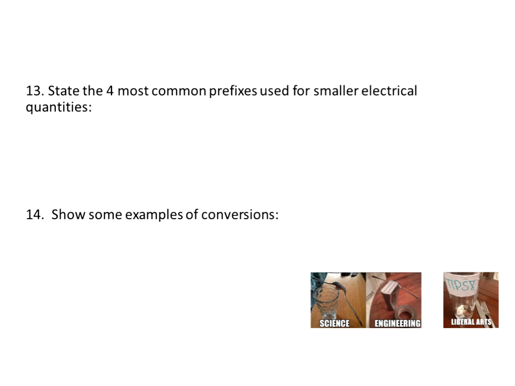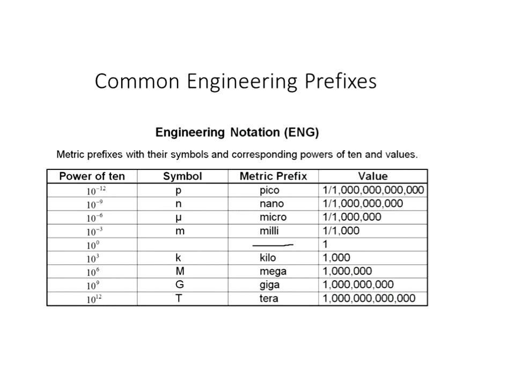All right. What are the 4 most common prefixes used for smaller quantities? Well, let's take a look. The smaller ones will be milli, micro, nano, and pico. Quite often we forget about the nano. You have to watch that one. -3, -6, -9, -12.